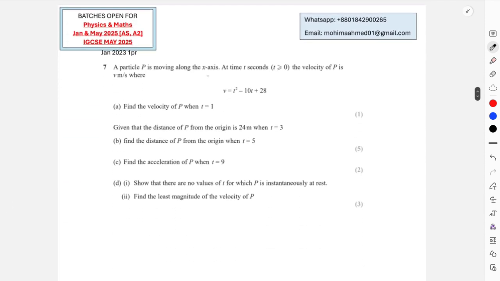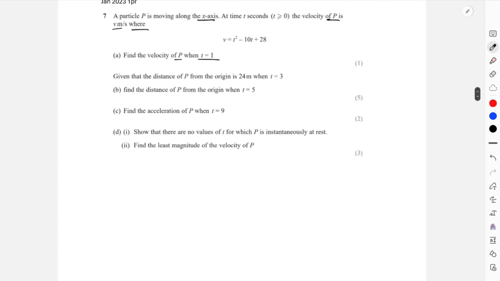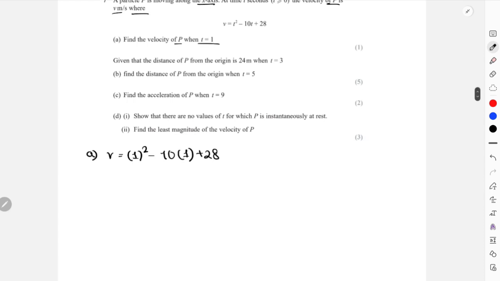A particle P is moving along the x-axis at time t seconds, where t is greater than or equal to 0, and the velocity of P is v meters per second, where this is the expression. Find the velocity of P when t equals 1 second. That is clearly easy. I just have to input the value 1 into the equation to get the velocity of particle P. So this is going to be 1 squared minus 10 times 1 plus 28, which is 1 minus 10 plus 28, right? What will be the value? 19 over here.